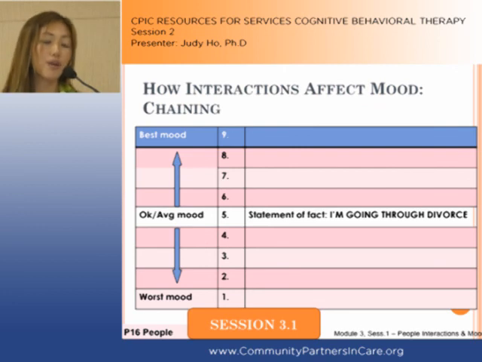In the thoughts module, you're asking them, what is a thought that you could have that could make you feel worse? In the activities module, you're asking them, what activity could you do or not do that makes you feel worse? And because now we're in the people interactions module, the question you're asking is, what kind of people interaction could you have or not have that could make you feel worse or make you feel better?